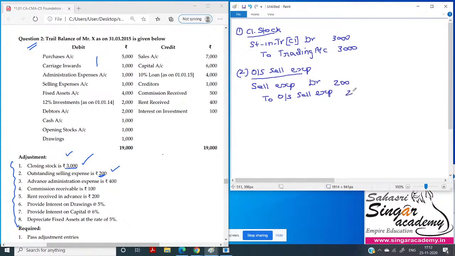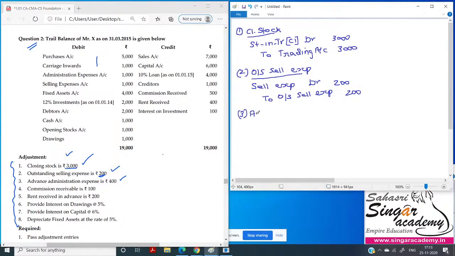Then next, the third one, advance administration expenses being 400. If we have paid in advance, we have to subtract it because it's not a real expense. To the extent of the administration expenses you paid for enjoyment or use in the current year, that will be considered as expenses. The rest will not be expenses; it will go to the asset side.